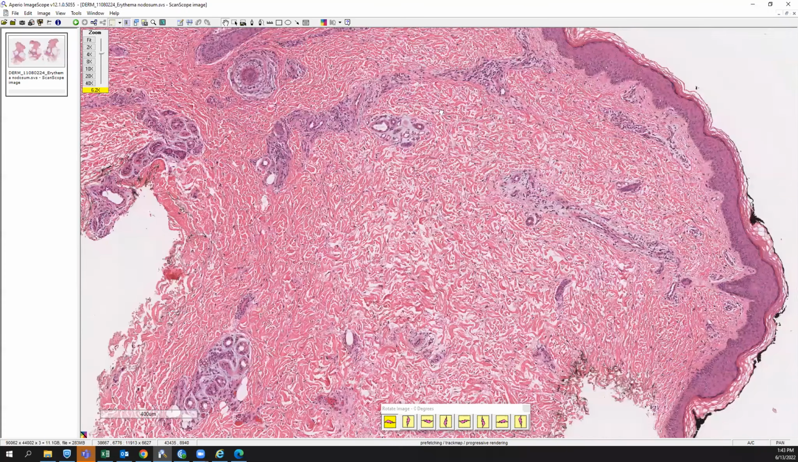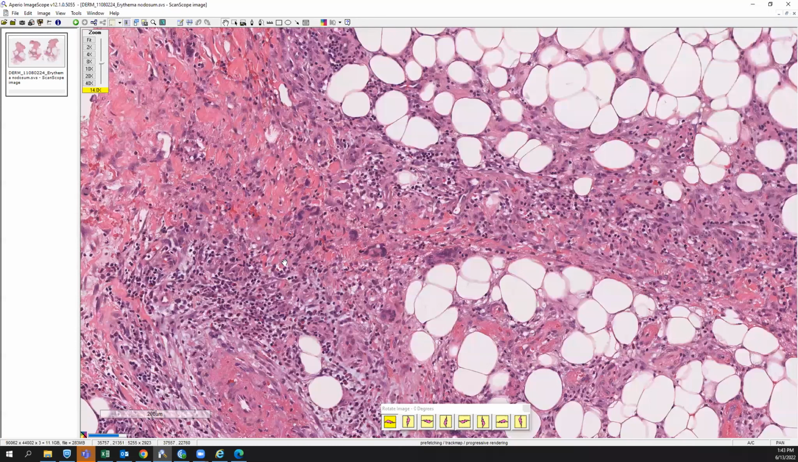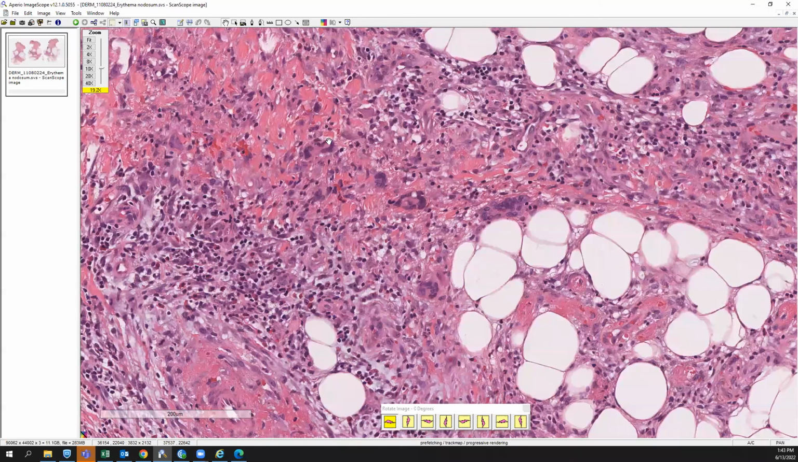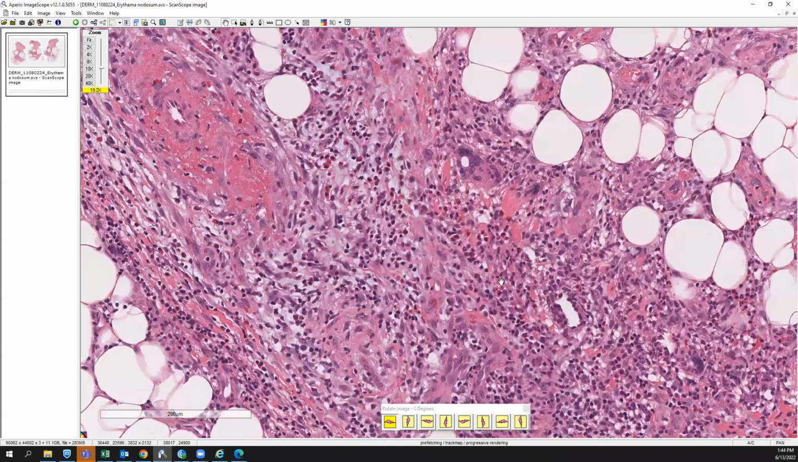As you go down here, you see the widening of the septa with mixed inflammation, but mostly lymphocytes, histiocytes, and these really nice giant cells here, or Meissner's granulomas. So that's a characteristic of erythema nodosum.